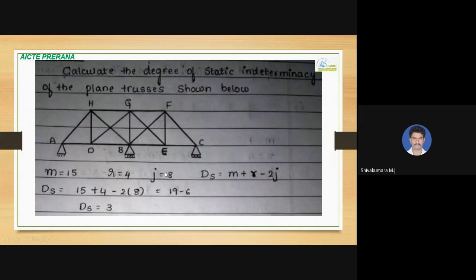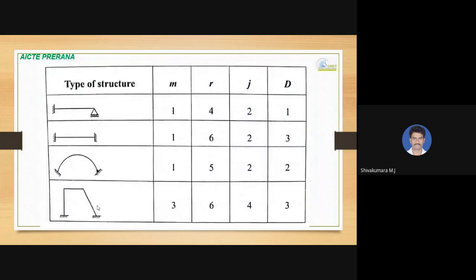However, internal hinges do not exist in the case of trusses. So we write the degree of static indeterminacy formula and substitute: m is 15, plus r is 4, minus 2j. j is 8. So 15 plus 4 is 19. 2 times 8 is 16. So 19 minus 16. The degree of static indeterminacy of this truss is 3. Very simple to calculate if you remember the formula.